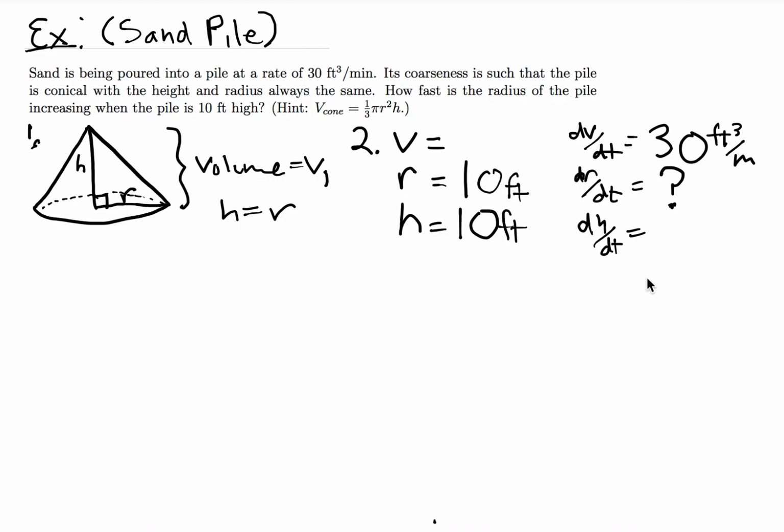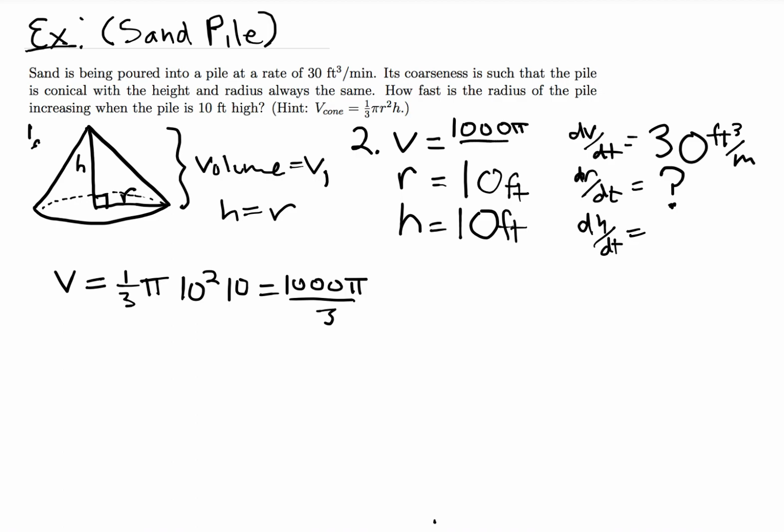As far as these other blanks here, well, you're given the volume formula. So if you really wanted V, we can actually solve for that here. My volume is going to be 1/3 pi, R was 10, so 10 squared. H was 10, so times 10 on the end. If need be, we get 1,000 pi over 3 for my volume. So this blank, we can go ahead and fill out.